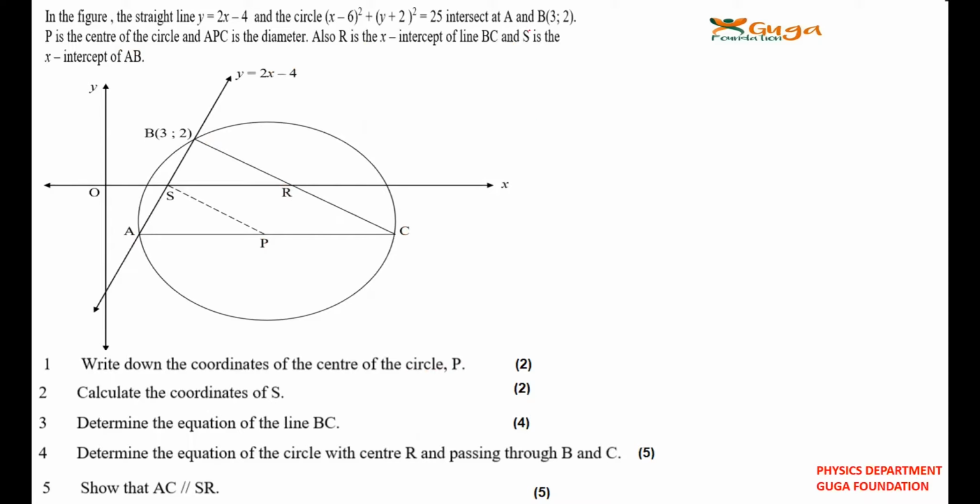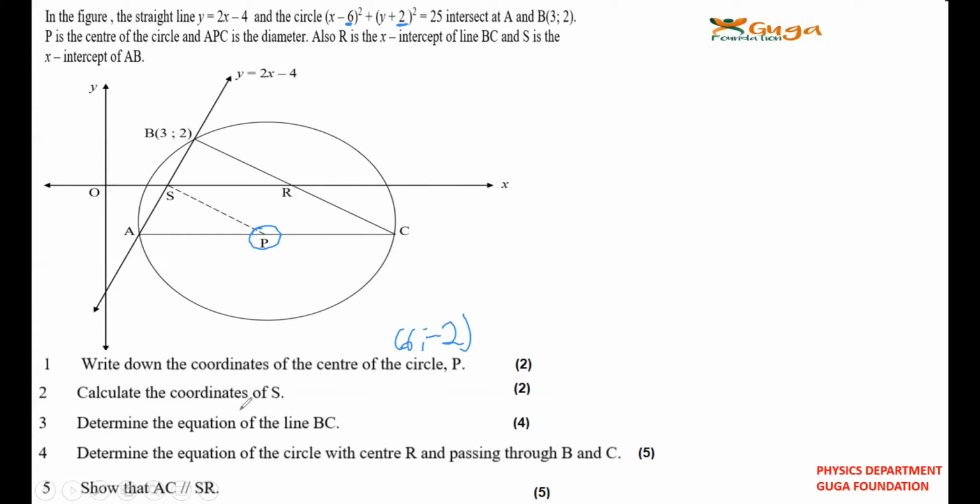So now you've got the coordinates here at P. Just take it from the equation of the circle. It will be P is (6, -2).